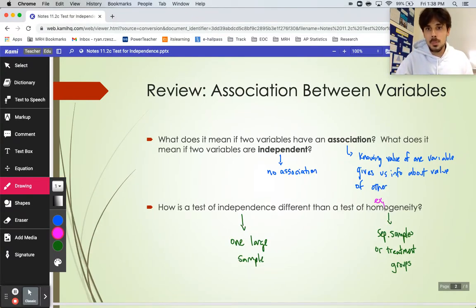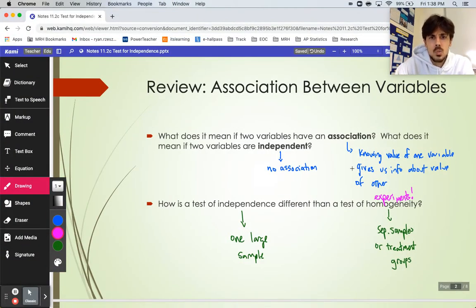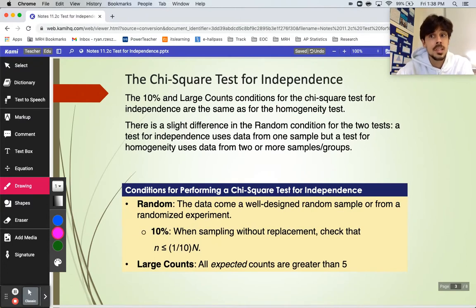Homogeneity, you have separate samples or treatment groups, especially in experiments. So when you're doing experiments, you're going to have your separate treatment groups, test for homogeneity. When you do independence, you collect data, and then maybe after the fact, you think about, I wonder if this variable has connections with this other one. If that's still fuzzy, that's okay. It'll make more sense as we progress here. And even if it doesn't, I'm going to give you a workaround later on.